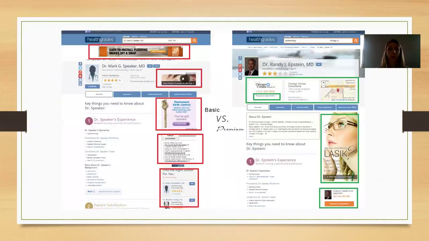So this is a side-by-side image of a basic versus a premium. The basic one, you can see the 4 different ads in the red boxes, and then at the bottom are obviously the competitors. On the right, you have a premium profile, where the green box at the top shows the profile is laid out differently. It's clean. There's the request an appointment button, the Chicago Cornea branding and logo, directions, address, everything is very prominent.